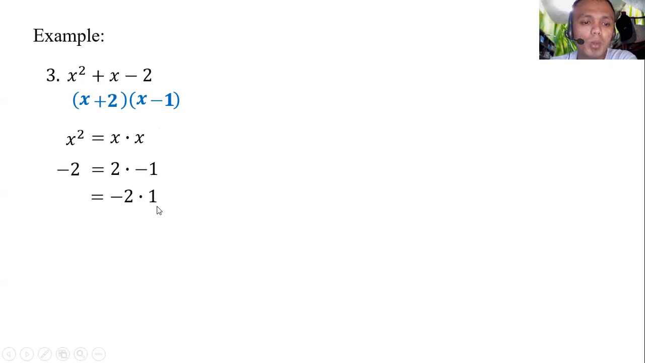Ito naman, negative 2 plus 1, that is negative 1. No? Kasi mas malaki si 2 kaysa 1 at saka yung sign nito is negative. So negative 1 ang sagot dito. Hindi siya pasok. Ito lang ang pasok. 2 plus negative 1. Therefore, here, the factors of x squared plus x minus 2 are x plus 2 times x minus 1.